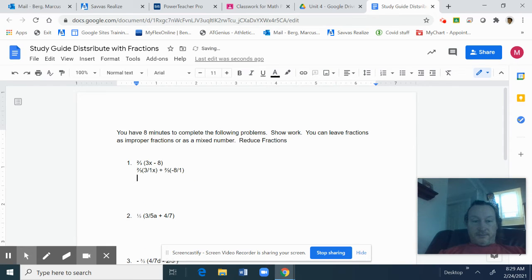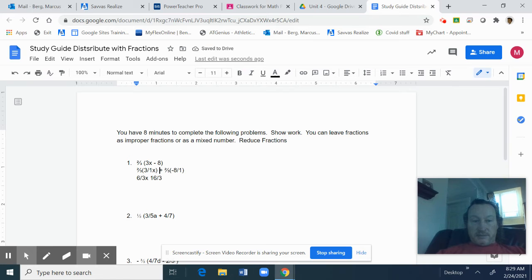So that's my setup. Now we're going to multiply the top numbers. I'm going to do the 2 times 3. They're both the numerators, which is 6. And at the bottom, I'm going to do 3 times 1, which is 3, and I'll put my x. And then up here, I'm going to do 2 times 8, which is 16, and 3 times 1 is 3.